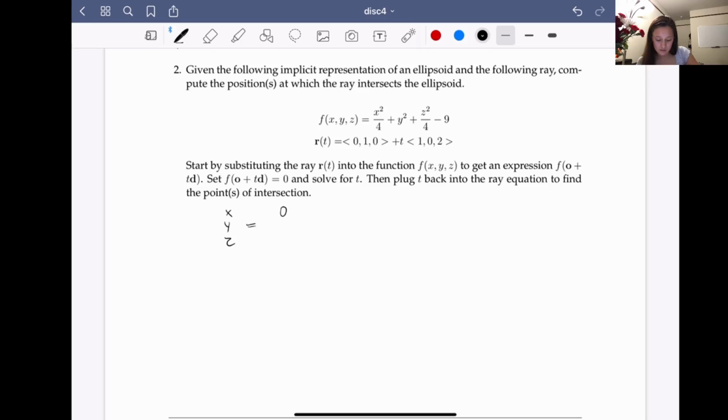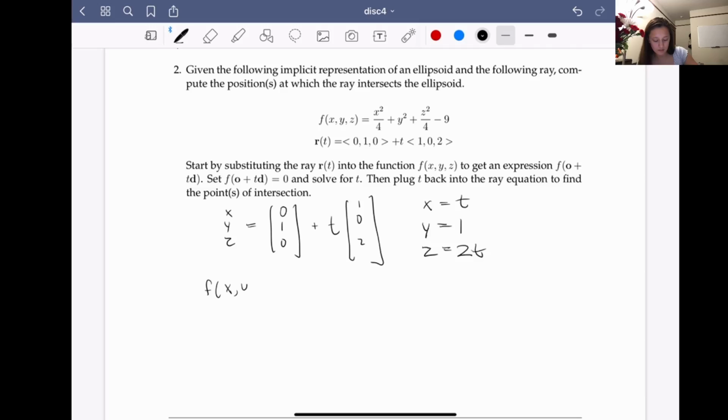Well, this is equal to our ray equation given here. Okay, so if we just look at this, we'll know X is equal to t, Y is equal to 1, and Z is equal to 2t. Okay, and now we'll just substitute this into our ellipsoid equation.